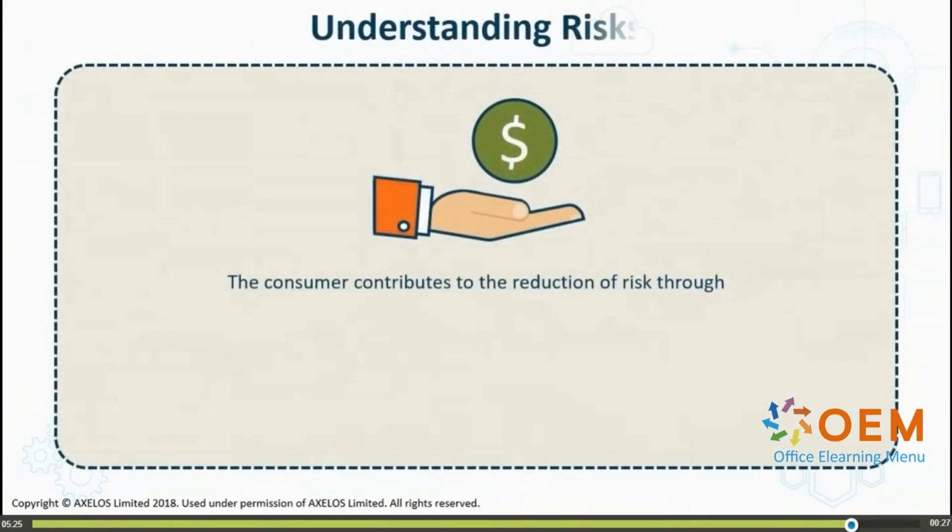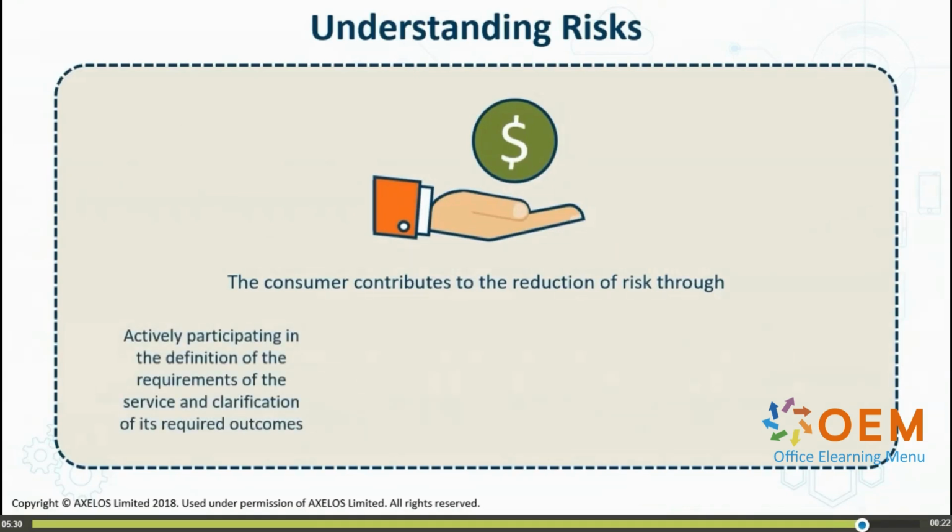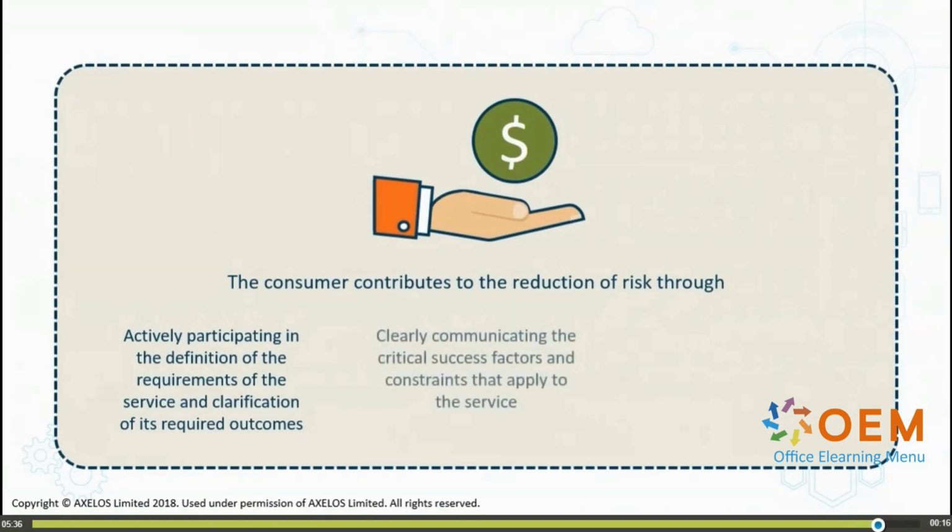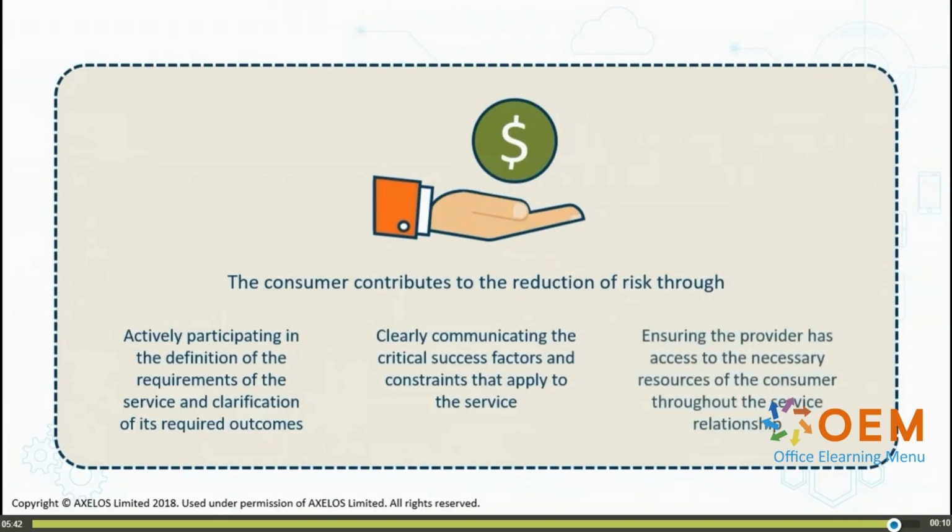The consumer contributes to the reduction of risk in 3 ways: by actively participating in the definition of the requirements of the service and clarification of its required outcomes, by clearly communicating the critical success factors and constraints that apply to the service, and ensuring the provider has access to the necessary resources of the consumer throughout the service relationship.